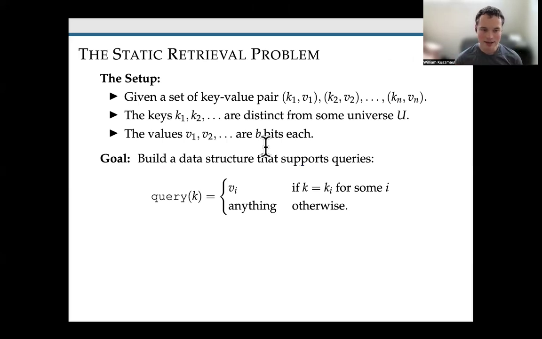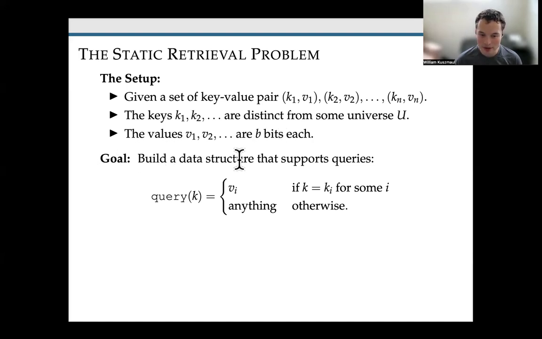To start, let me tell you about the so-called static retrieval problem. The setup is that you're given a set of key value pairs. Each key is some ki, each value is some vi. The keys represent some set of elements from some universe, maybe the social security numbers of people, and the values are b-bit values where we're storing one value for each key. So maybe we're storing the zip code for each person in our data set.